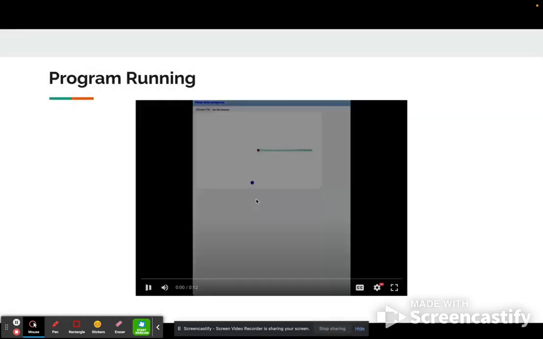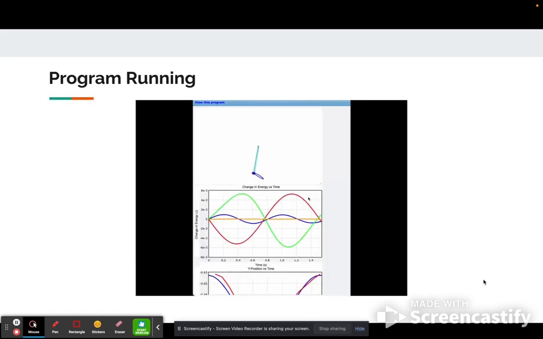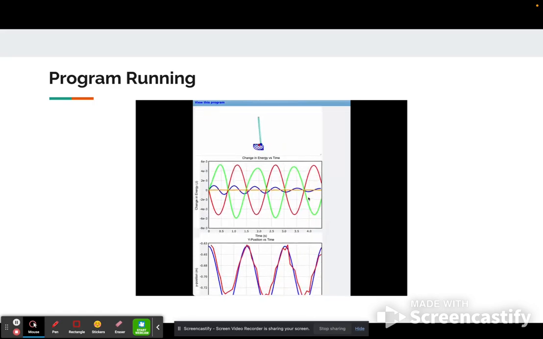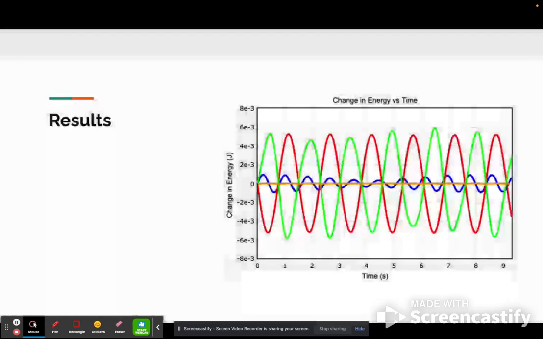And here's a video of the program running. So as you can see, it kind of oscillates. So here are the results.